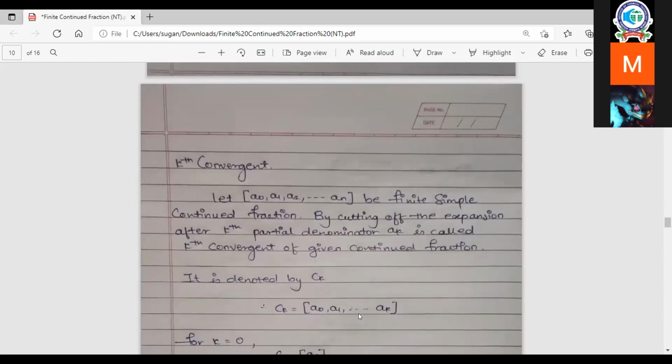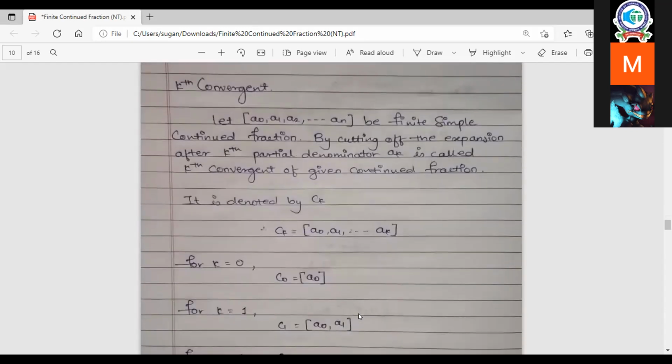So next we have the kth convergent. If we have a continued fraction and we cut off the expansion after the kth term, then we get the kth convergent. And it is given by ck.